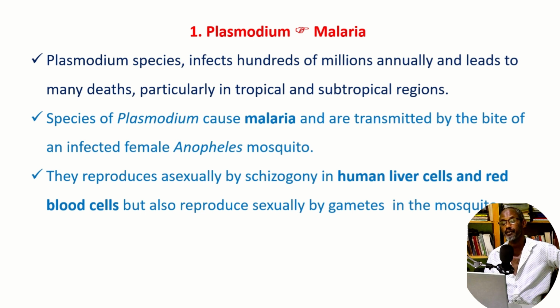If the person is infected with Plasmodium, the gametes are picked from the circulatory system. These gametes come together, fuse, in order to form a zygote inside the mosquito's gut, GI tract, you see. Therefore, they reproduce asexually by schizogony and sexually by formation of gametes, gametogony.